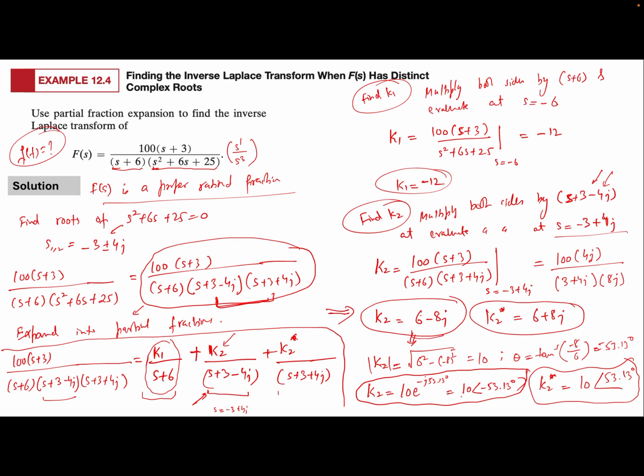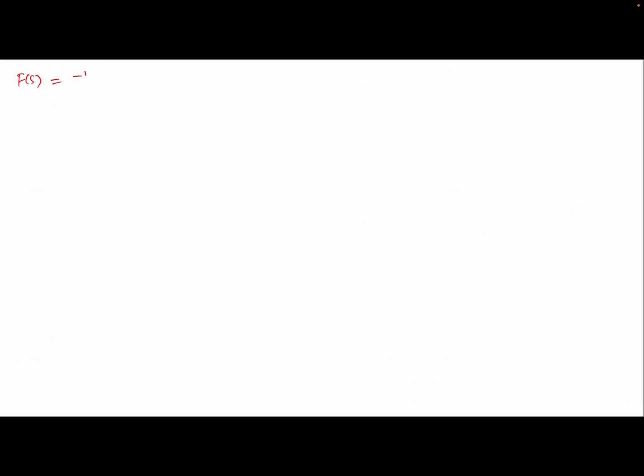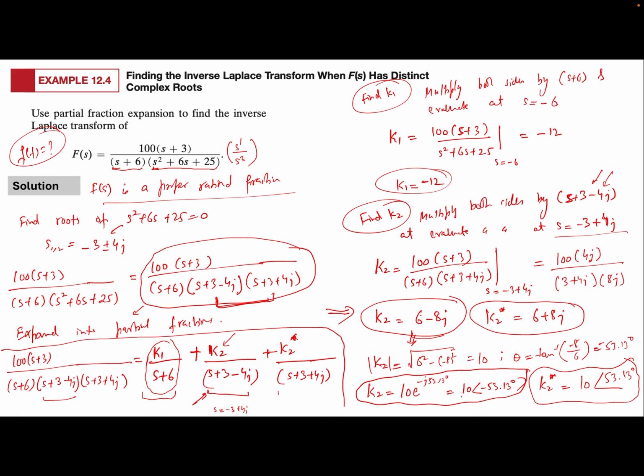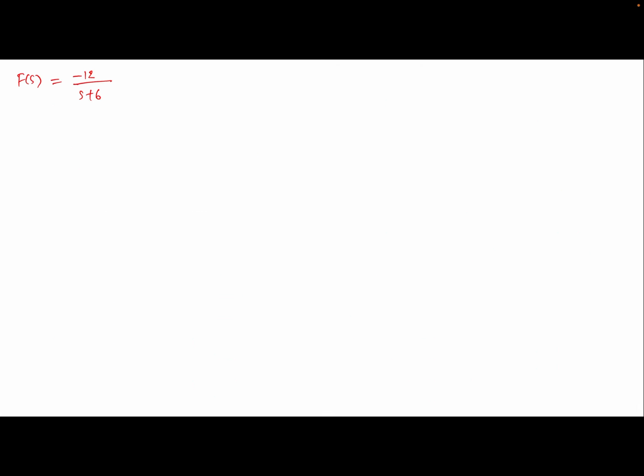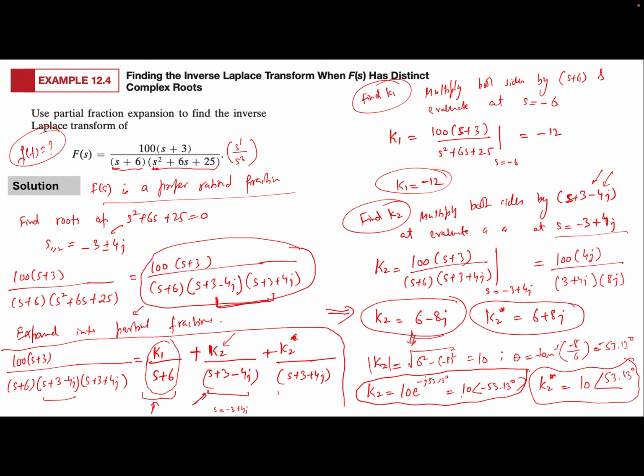All right. So f of s, again, the first one was minus 12. So you get minus 12 over s plus 6, right? So the first root was s plus 6, k1. Then you have k2. K2 is 6 minus 8j, so plus 6 minus 8j divided by s plus 3 minus 4j, plus 6 plus 8j divided by s plus 3 plus 4j. Okay, so you got all the three terms here. You got k2, k2 prime, and essentially you are putting all the values into this equation.